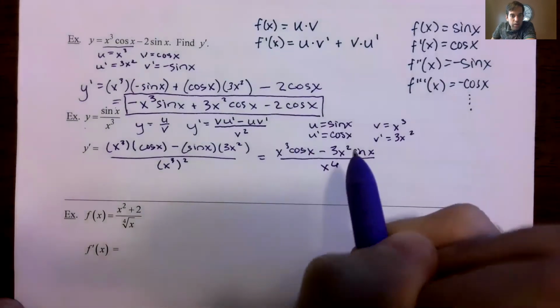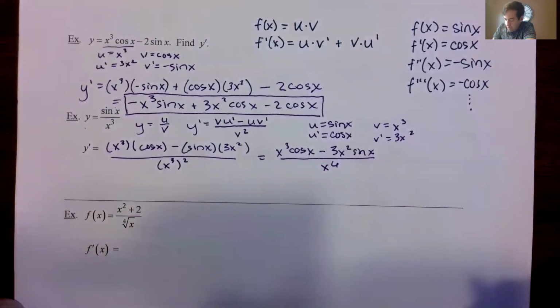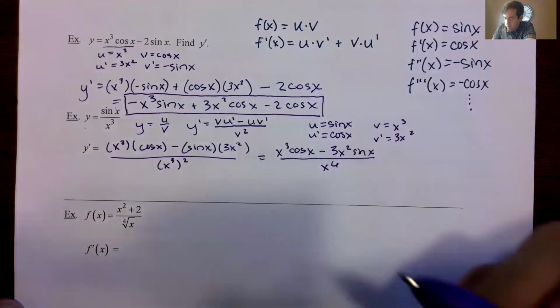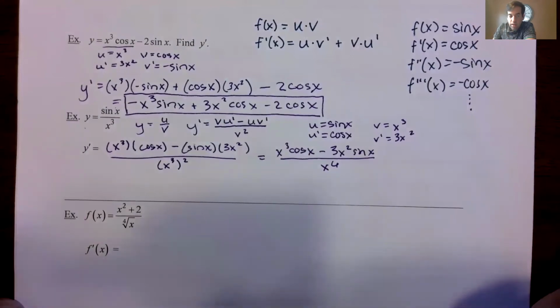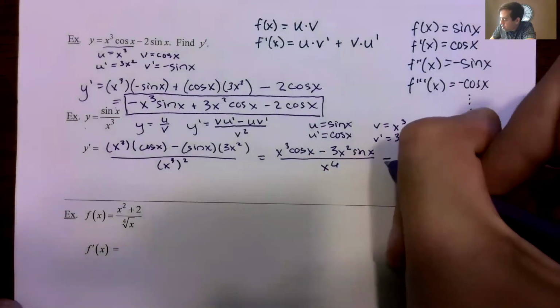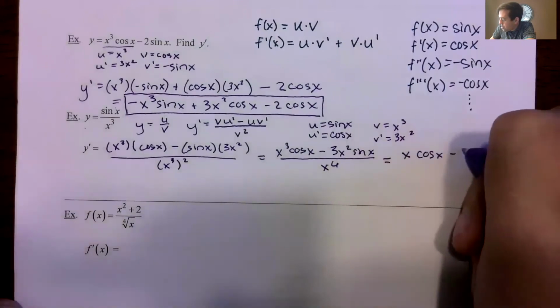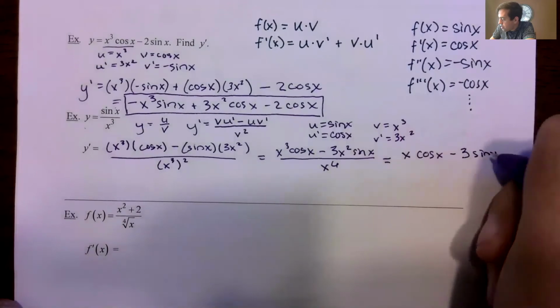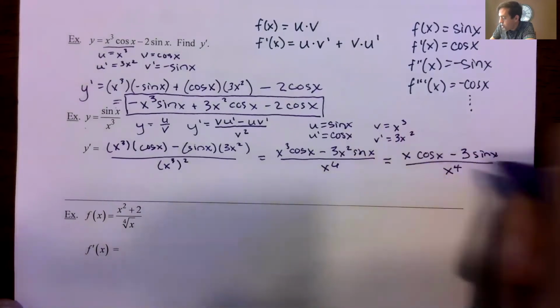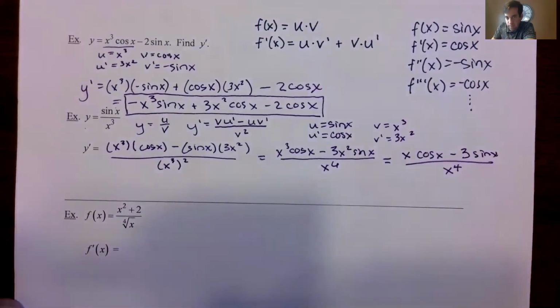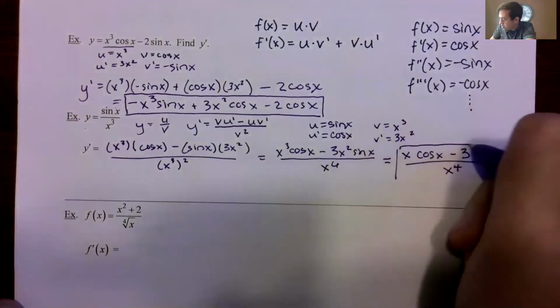Now we have an x cubed, an x squared, and an x to the 6th in every term, so we can pull x squared out of every term since we have a fraction here. So we are left with x cosine x minus 3 sine x over x to the 4th. And that's our derivative.